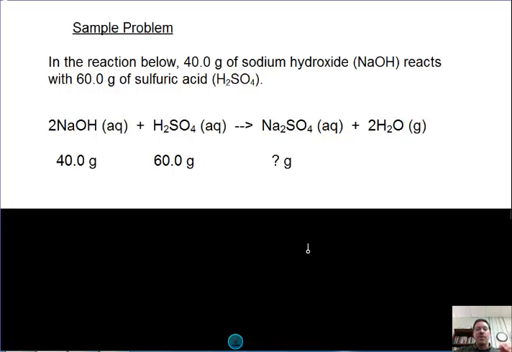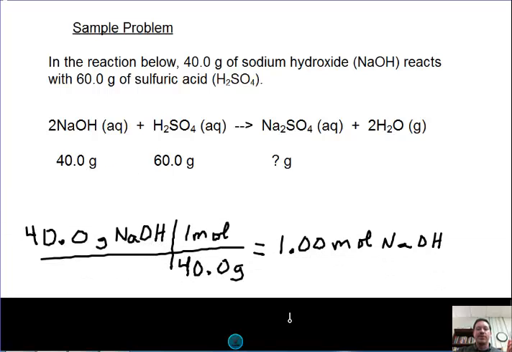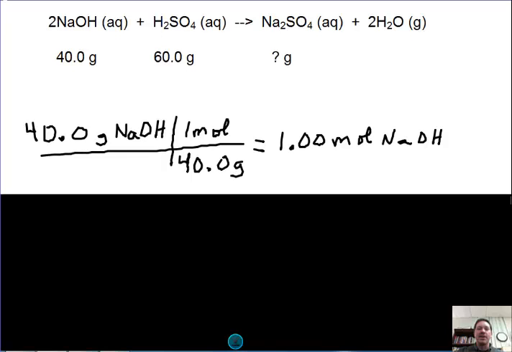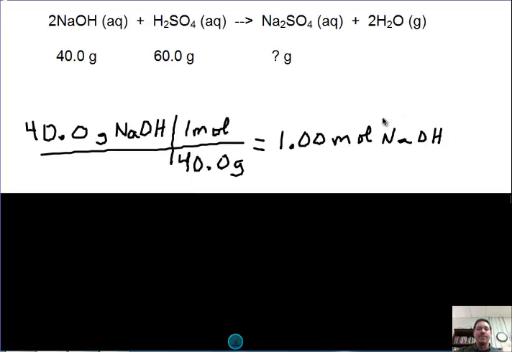So the easiest way that I have found is to convert both of these gram values to moles. So that's the first thing I'm doing here. This first reaction is the sodium hydroxide. So I'm taking my 40 grams of sodium hydroxide, dividing it by the molar mass, so that's where this 40.0 grams came from. So 40 divided by 40 ends up giving me 1 mole of sodium hydroxide, so I could write that here just to keep track if I needed to.